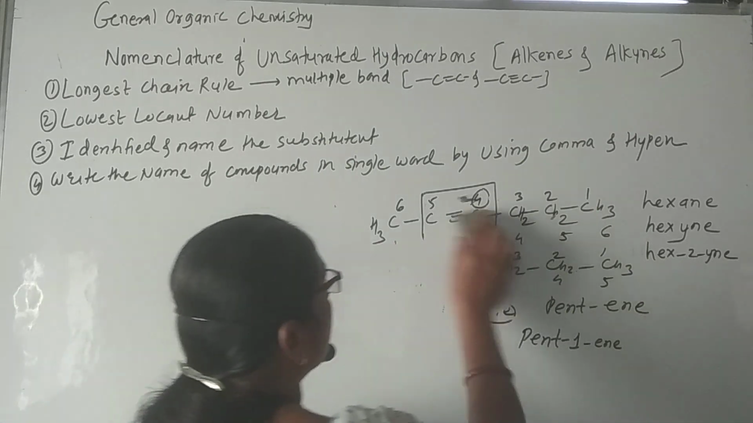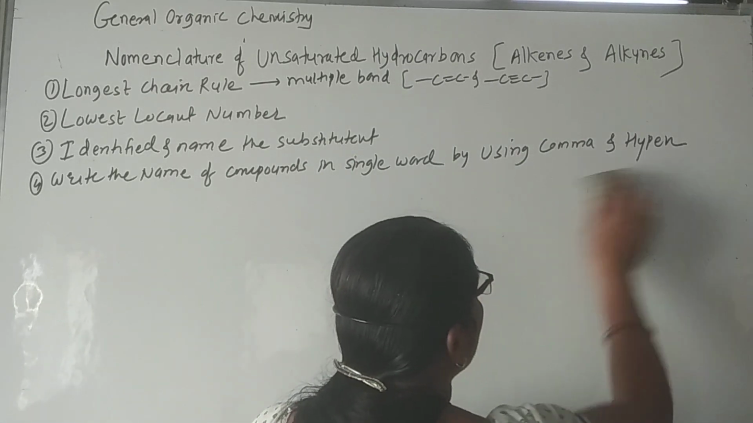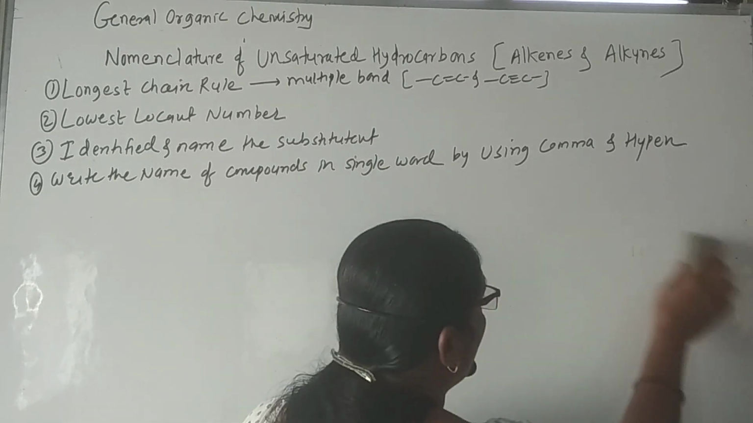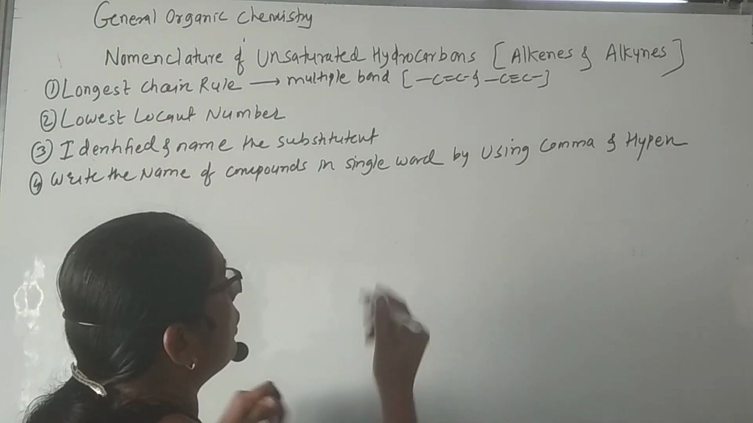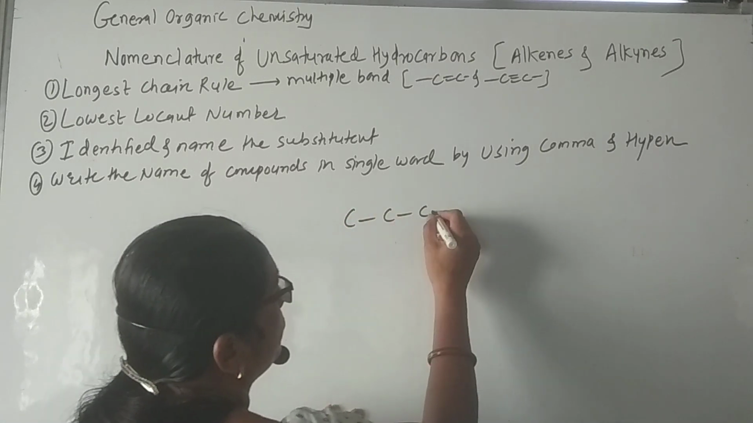Now next is, suppose while giving the nomenclature of an organic compound, if the multiple bond is at the equidistant position, suppose like this way.